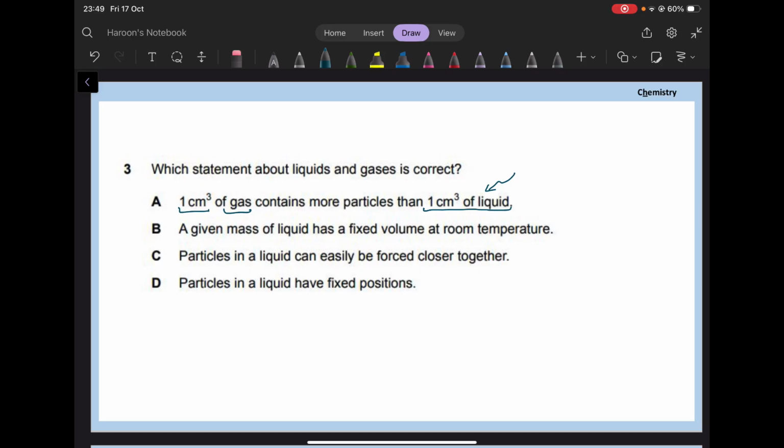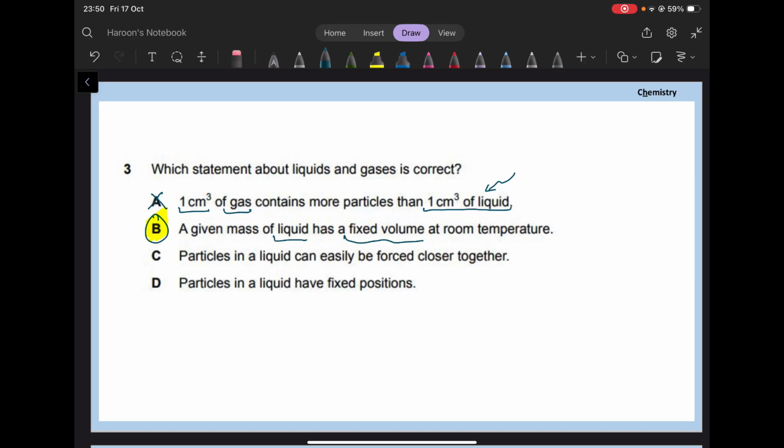So over here they are saying the opposite in A. Gas contains more particles in the same volume. No, it contains fewer particles in the same volume. That makes A incorrect. A is out. A given mass of a liquid has a fixed volume at room temperature. We have already discussed for liquids, do they have a fixed volume? Yes, they do. Solids and liquids have a fixed volume. That is why they can't be compressed. B is the actual answer, but we'll still do C and D just to see why they are incorrect.